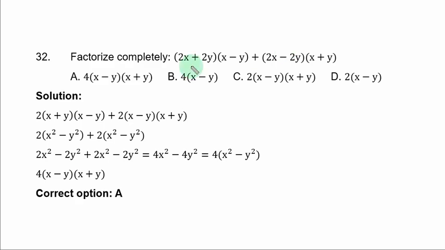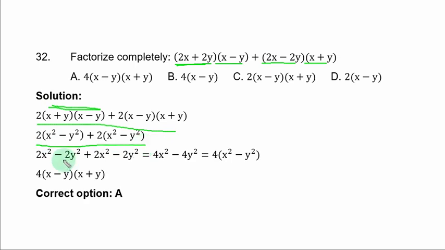Question 32. Factorize completely 2s plus 2y in bracket, s minus y in bracket, plus 2s minus 2y in bracket, and s plus y in bracket. From the first bracket, in the first term, you can factor out 2. The same thing with the first bracket in the second term, and you have this result. If you look at this very well, your mind should flash to difference of 2 squares in both terms. So you have this result.